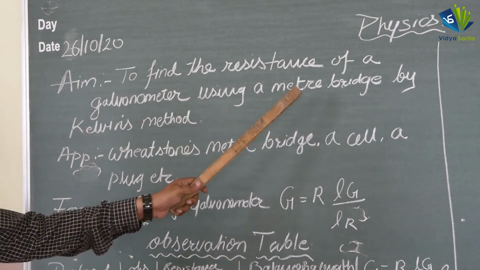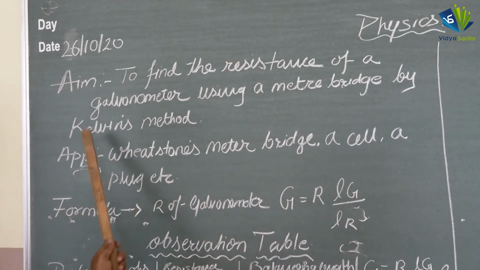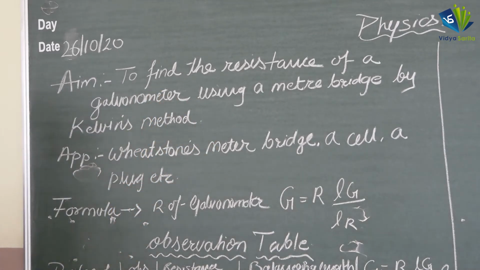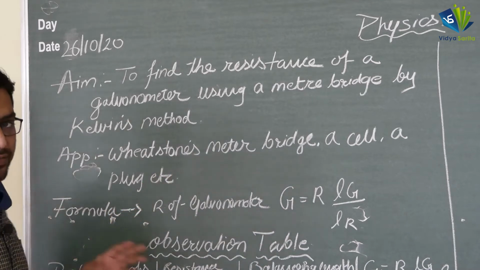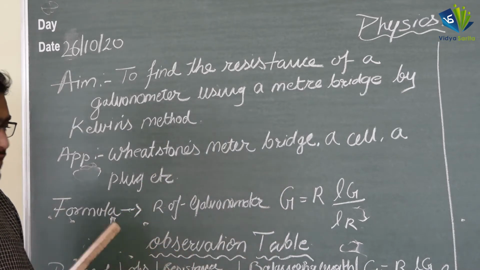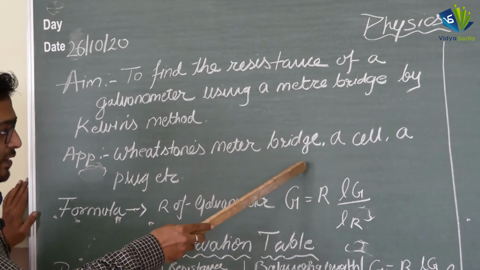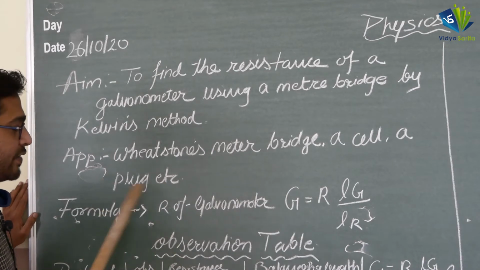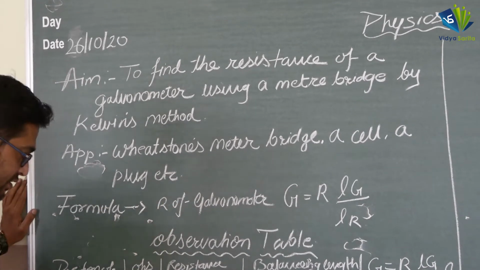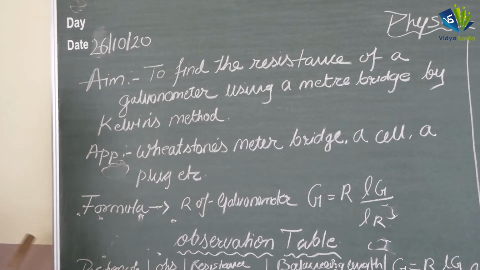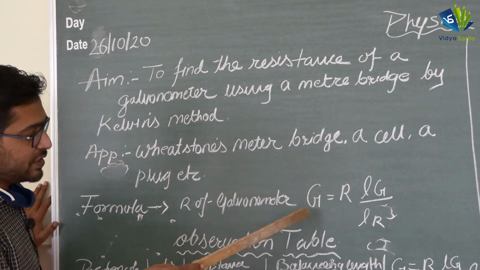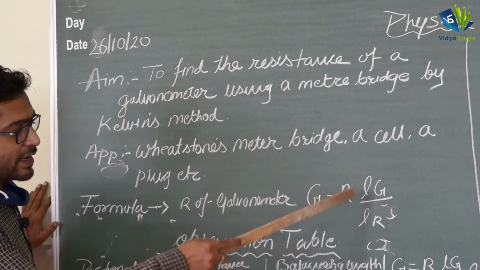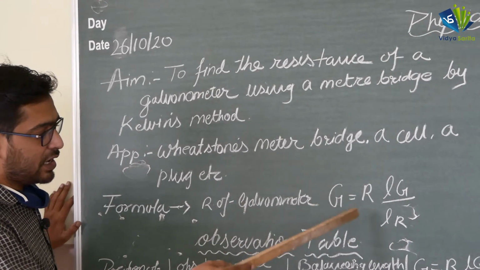So what we'll be using? Using a meter bridge by Kelvin's method, we'll be finding the resistance of the galvanometer. We require the apparatus: Wheatstone meter bridge, the same one we used in the previous practicals, then a cell or an elementary battery, a plug key, a rheostat, etc. The formula for this is G equals R Lg upon L capital G upon Lr. This will be the formula.